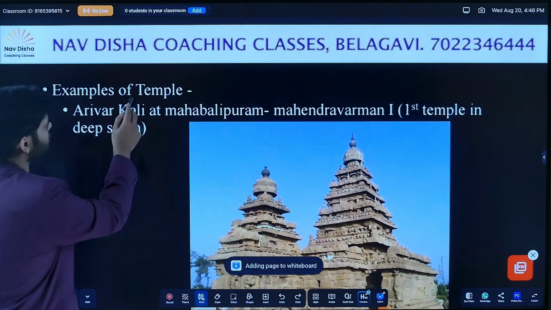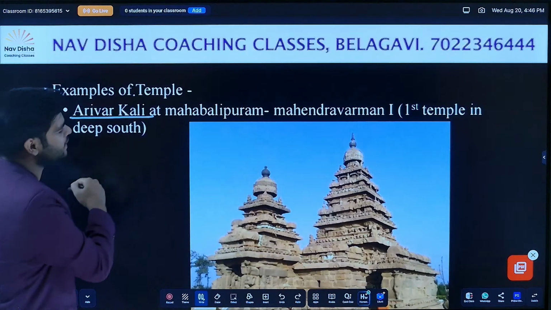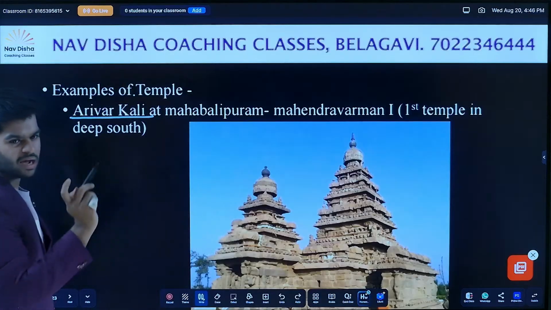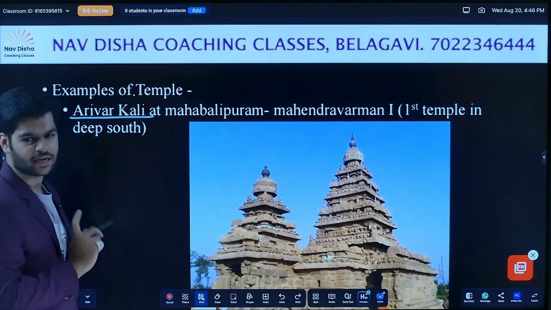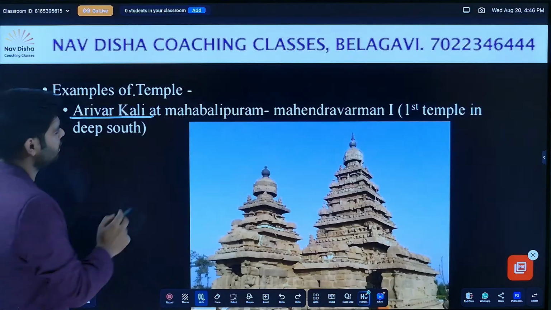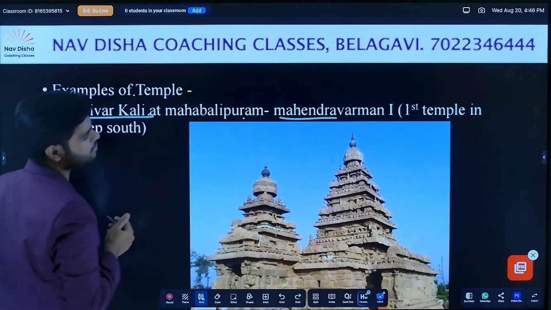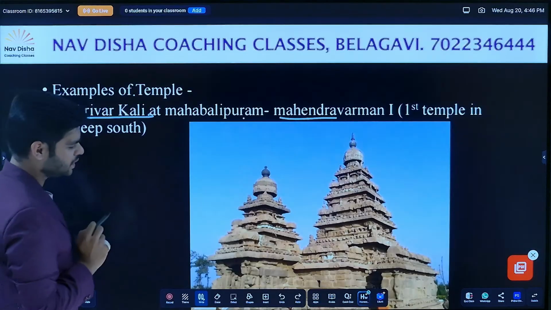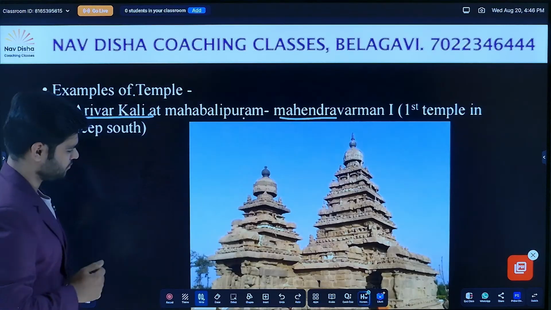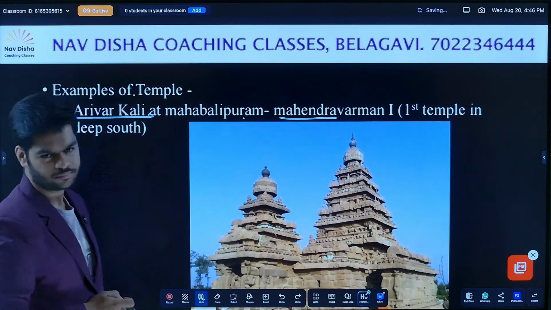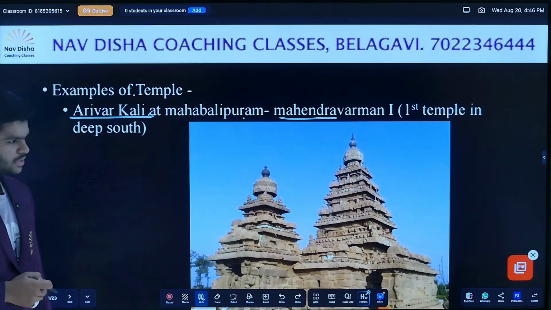Okay. Examples of temples. Arivar Kali temple at Mahabalipuram. Temples are important. Art and architecture part. It is important. Arivar Kali temple at Mahabalipuram, built by Mahendra Varman I. First temple in deep south. So it looks like this. See.